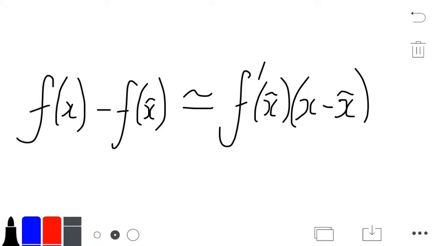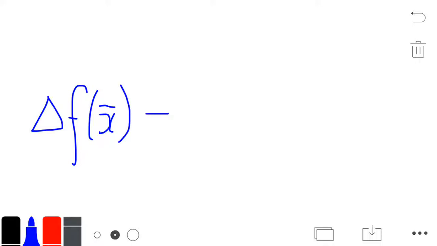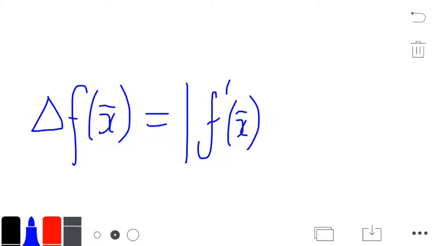This in itself can be rewritten as delta f of x tilde being equal to the absolute value of the derivative at our approximate point multiplied by the difference in x. Let's explore this further in an example.